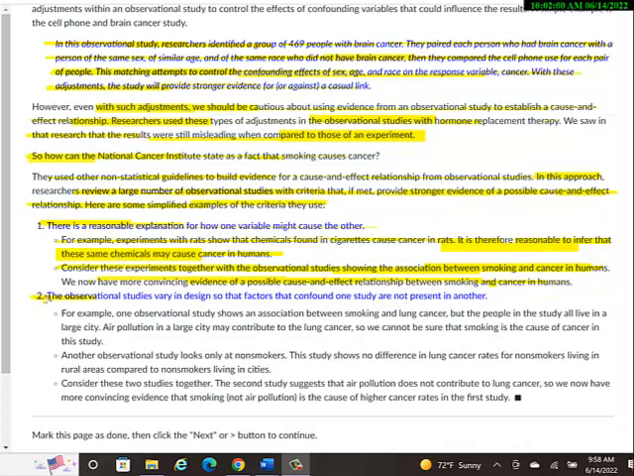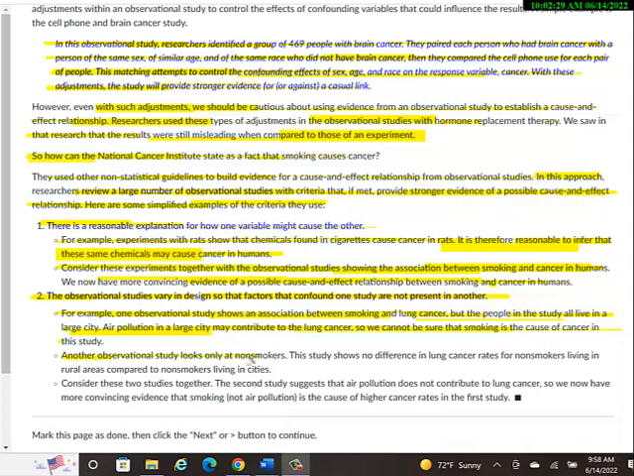Second, the observational studies vary in design so that factors that confound one study are not present in another. So, for example, one observational study shows an association between smoking and lung cancer, but the people in the study all live in a large city. Air pollution in a large city may contribute to lung cancer. So we can't be sure that smoking is the cause of cancer in that study, because it could be air pollution. It may or may not be, but there's not really any way to rule that out.